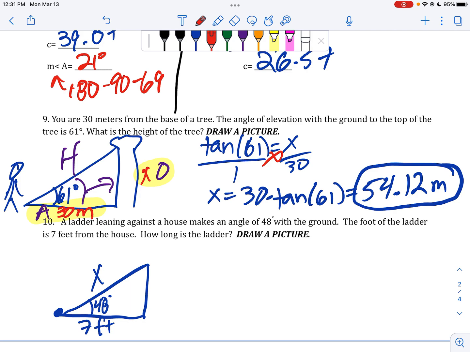Remember, your angle always goes in this bottom left-hand corner, just like that, assuming you draw your triangle like that. If you drew your triangle like this, your angle would go down here. Always in the bottom.